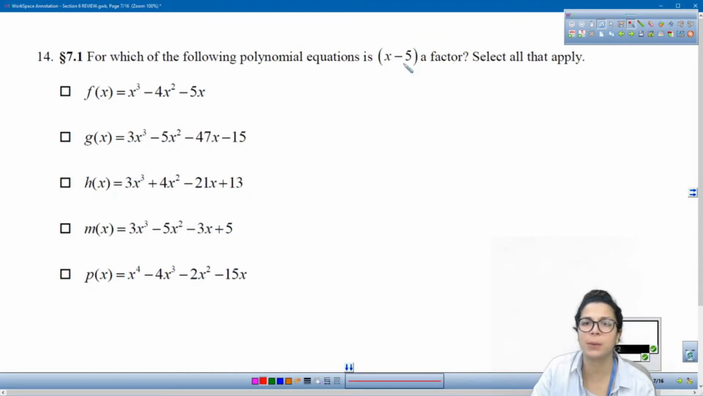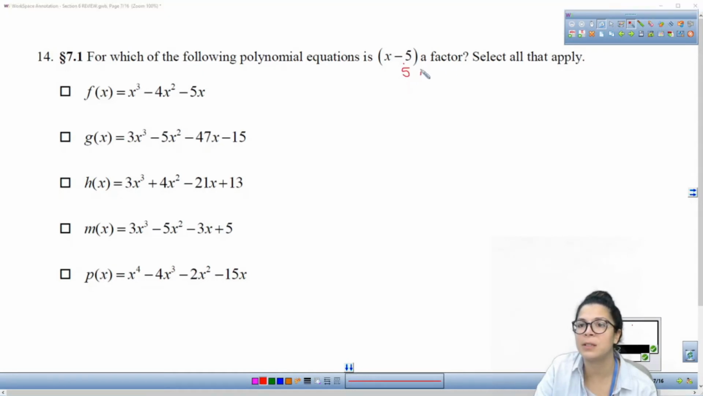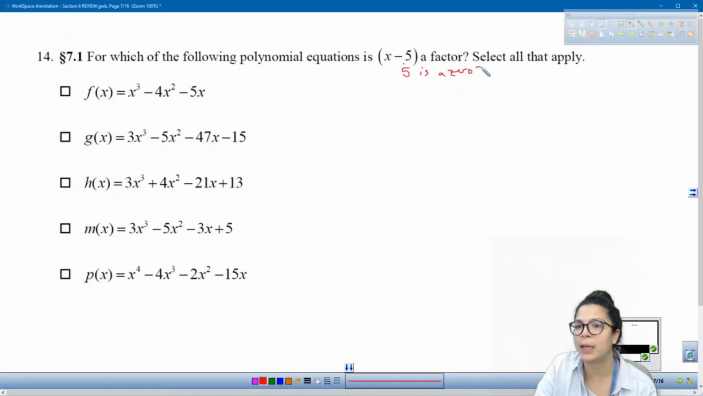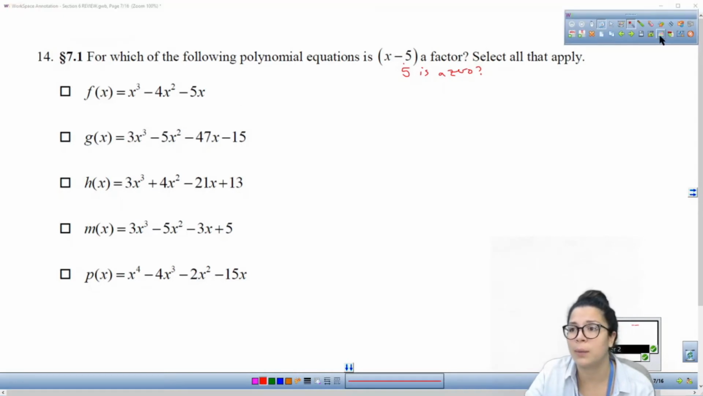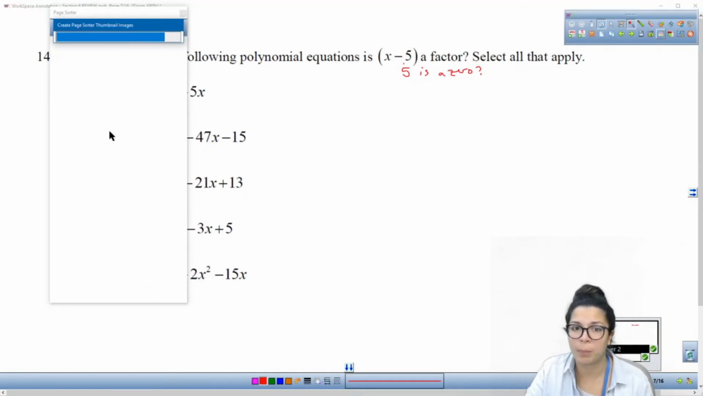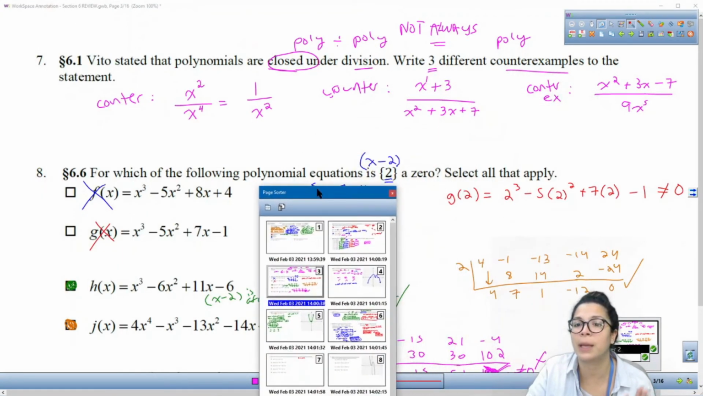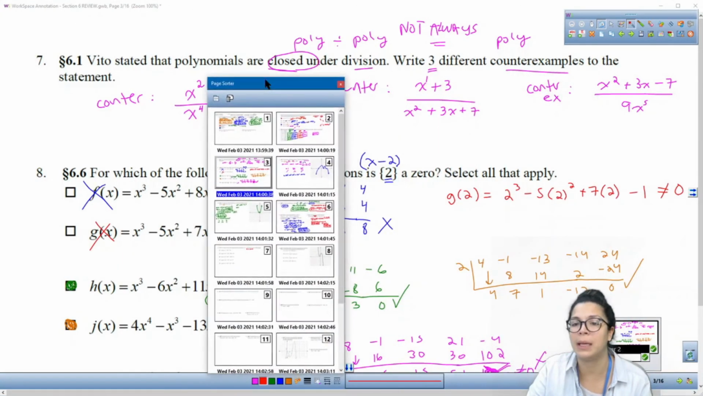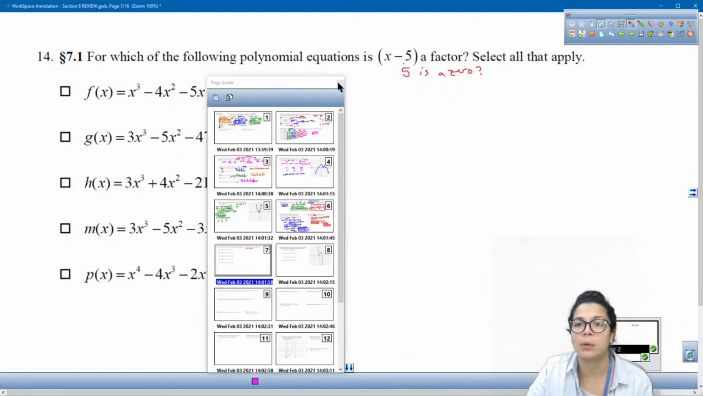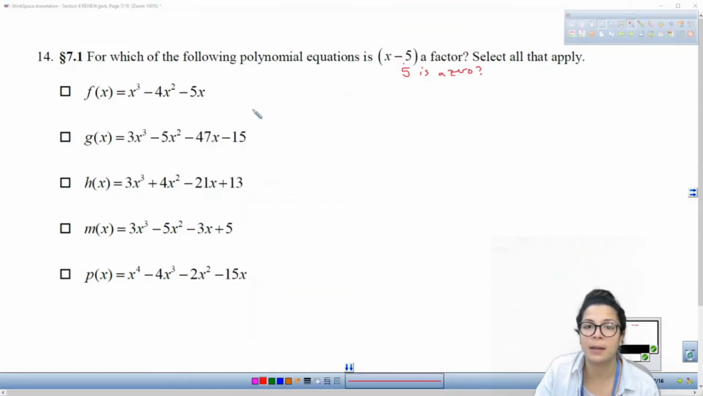So 14 says, for which of the following is x minus 5 a factor? Well, if x minus 5 is a factor, that would mean that 5 is a zero. So really, if you're checking if x minus 5 is a factor, you're checking is 5 a zero. So again, you can check this the same way that we checked the other problem on number 8, right? You could either check it by synthetic or you could check it by plugging it in. So let's go through, and I'm going to use synthetic.